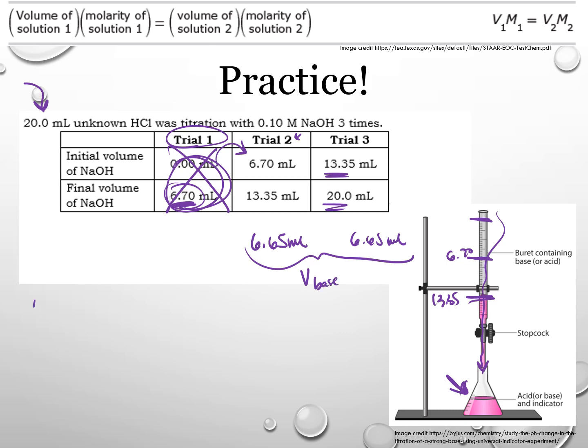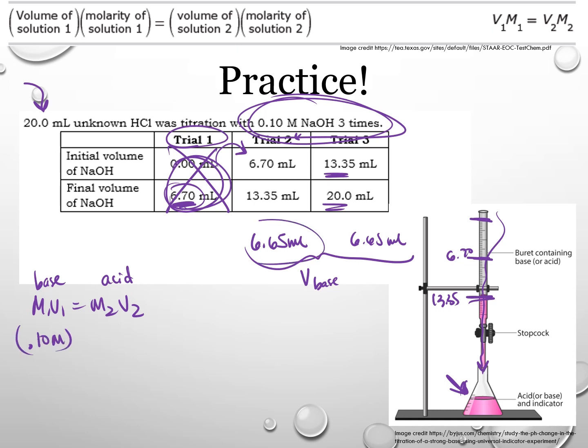So we're going to do M1V1 equals M2V2. I'm going to make base number 1 this time, and acid can be number 2. Again, you can flip them back and forth. Either way, it doesn't matter. So my molarity of the base is given to me up here in the question. So the molarity of the base is 0.10 molar. The volume we just decided with our math is 6.65 milliliters. Set that equal to M2 of the acid. I don't know yet, but the volume is given to me right here.